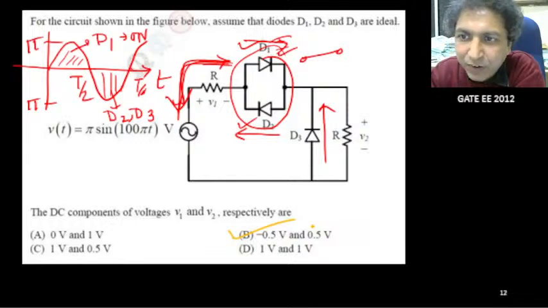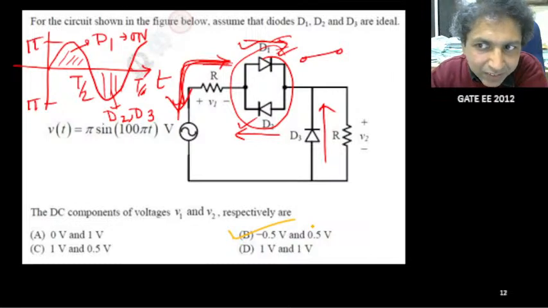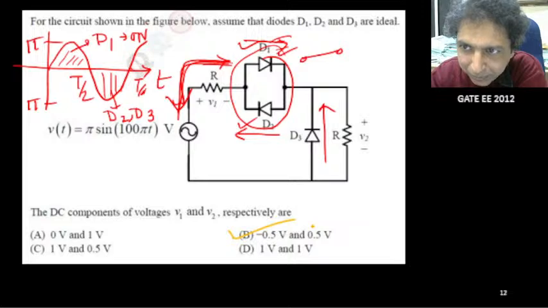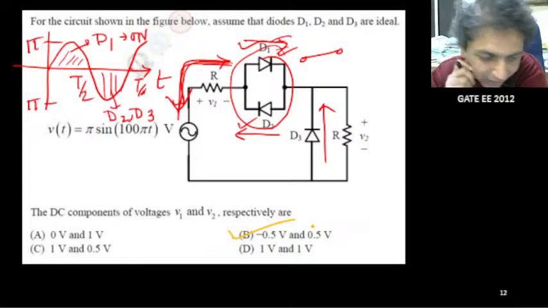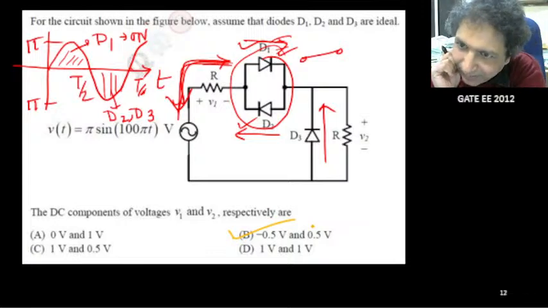So the average value for V1 is more negative because in the first half it is getting only half, but in the second half, the negative half, it is getting full. So the average will be negative. But for V2 it is getting only the positive half, so its average is positive. That's simple. So with logic you can find out which one could be the answer.